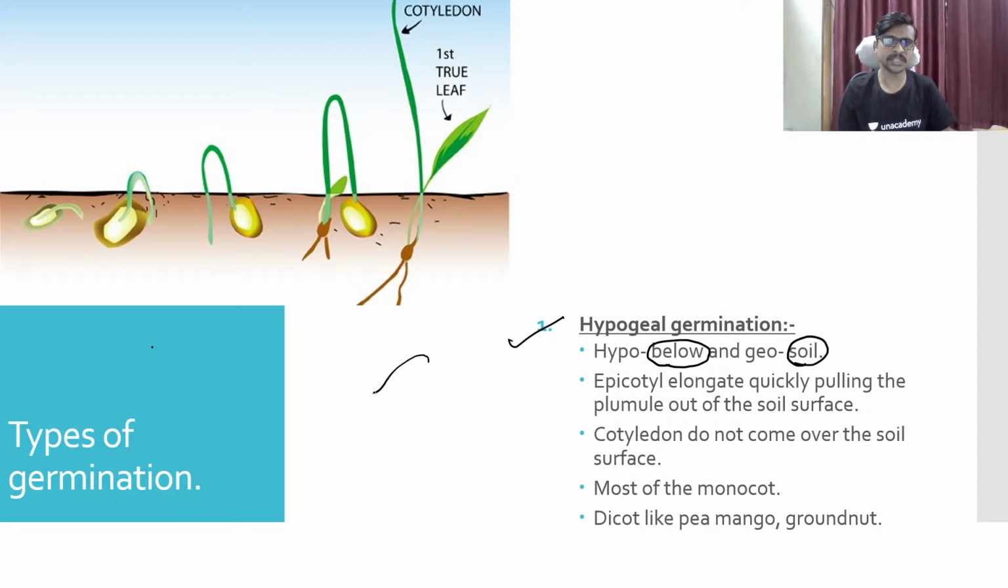Plumule means, let's see for example, this is a seed. So it develops like this. One growth is coming out of the soil, moving toward the sky, and this is moving toward the soil, meaning the root. Okay, so this root forming part is called the radicle, and the shoot forming part is called the plumule.